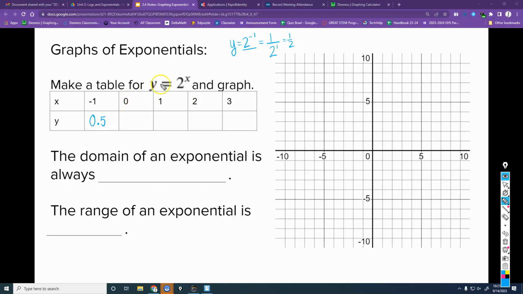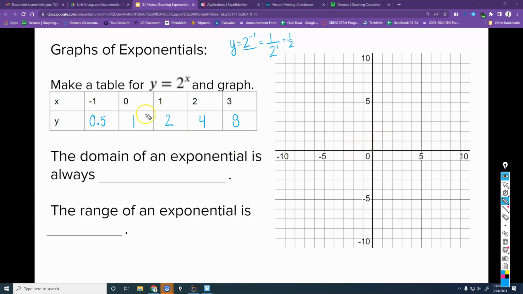So what about 2 to the 0 power? What do I get when I do 2 to the 0? It is 1. Anything to the 0 power is 1. What is 2 to the first power? 2. 2 to the second? 4. 2 to the third? 8. Okay, I just did a little tiny piece of this table here because a lot of it won't fit if we go past there, right? 2 to the 4th is going to be 16. It runs off the graph.